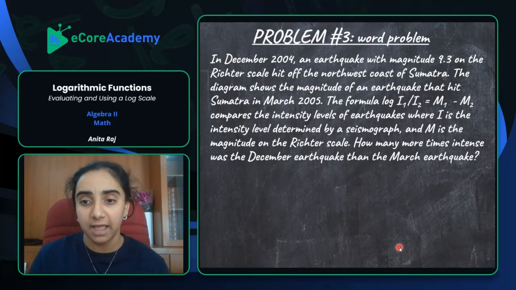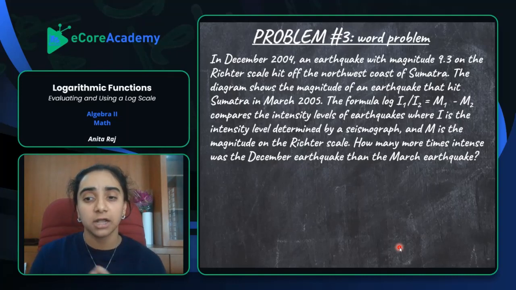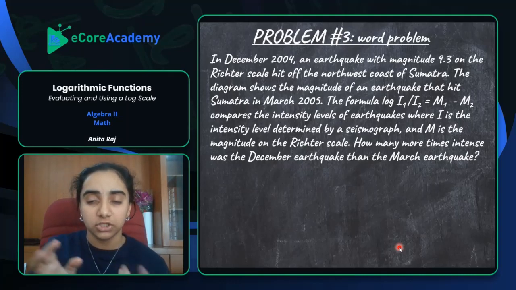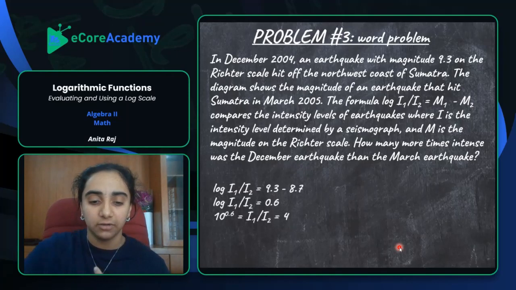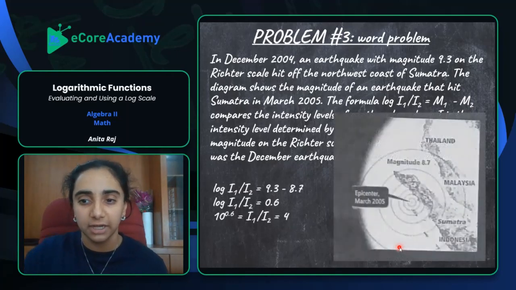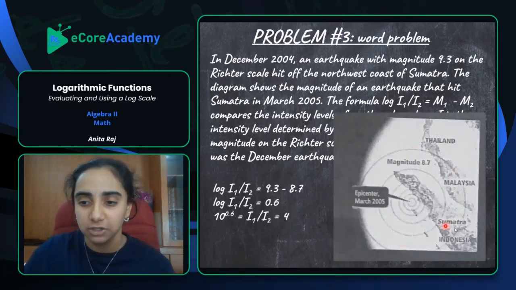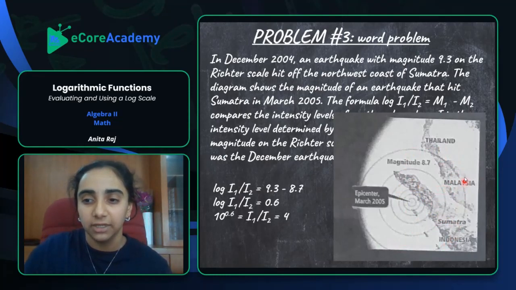So M is the value in this case that we've been given, which is 9.3. So the question we're being asked essentially is, how many more times intense was the December earthquake in Sumatra, the one with magnitude 9.3, compared to the March earthquake, which we don't know yet, but I'll show you this diagram. So here you can see where Sumatra is located. Here's the island. Here is Malaysia, Indonesia down here, and then Thailand up here in the mainland.